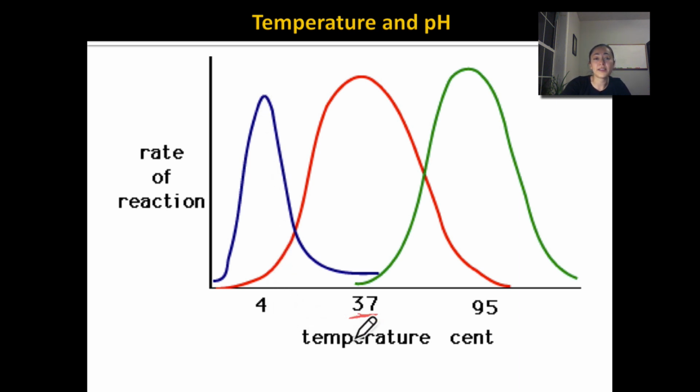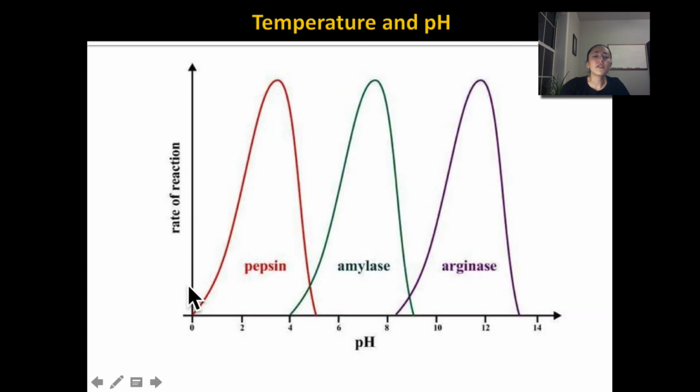However, there are some bacteria that live in hot springs, which temperatures in hot springs are near boiling, or maybe are boiling. And in this case, those enzymes would have a very high optimum temperature. They have to be able to function really, really well in very, very hot temperatures. So every enzyme has a different optimum temperature, and that all depends on where they're found. If you look at pH, these are 3 enzymes found in your body.